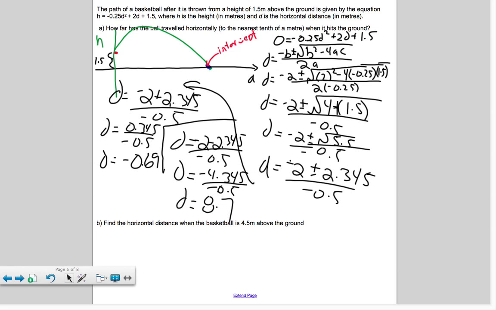So how do we choose which one to use for the answer? Well, look at our axes. It's got to be positive here. Therefore, 8.7 meters.